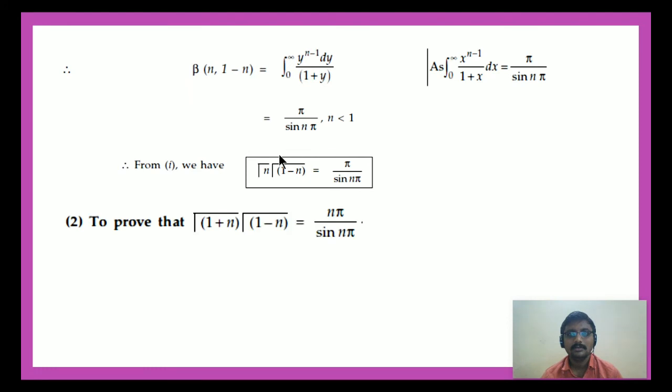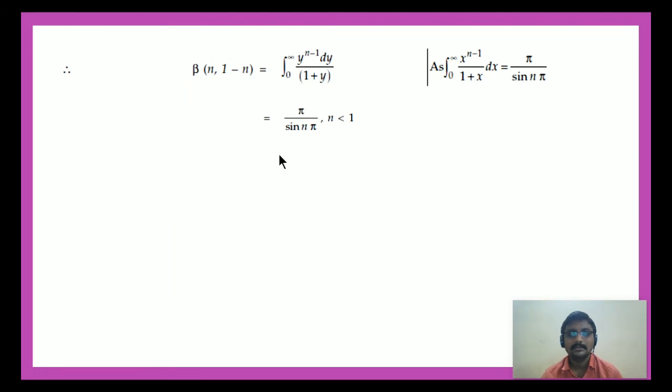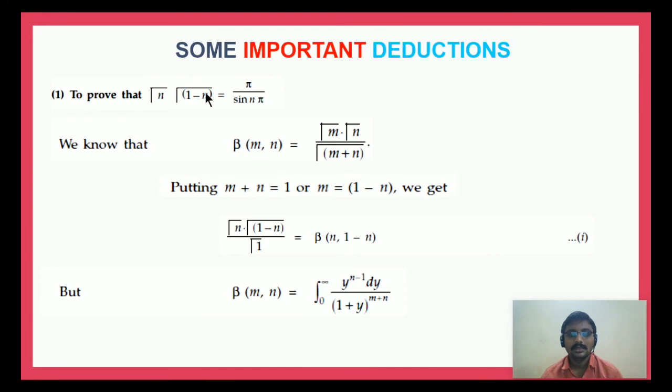So simple. So once again, given beta of m, n is gamma of m into gamma of n by gamma of m plus n. Just we have to replace m plus n as 1, so that m is 1 minus n. So we will have gamma of n into gamma of 1 minus n, just we are replacing here m with 1 minus n, whole upon gamma of 1 because m plus n value is 1. That is beta of n comma 1 minus n. M is replaced with here 1 minus n.